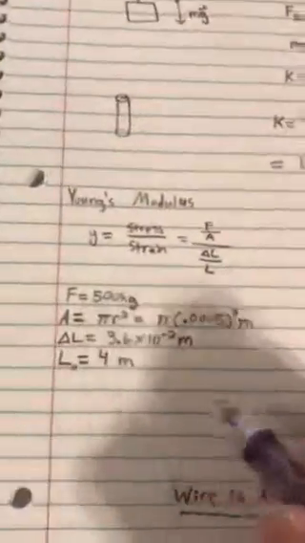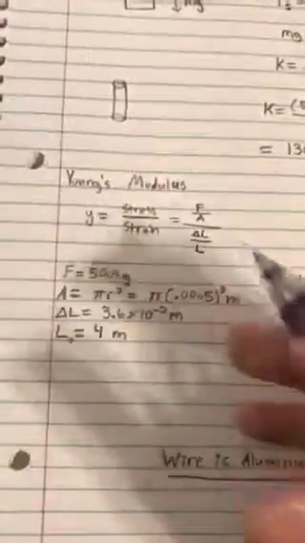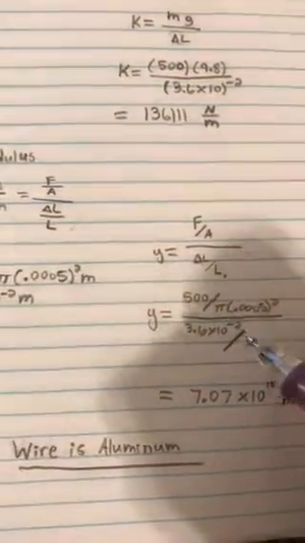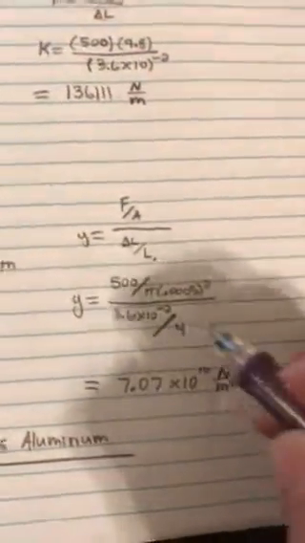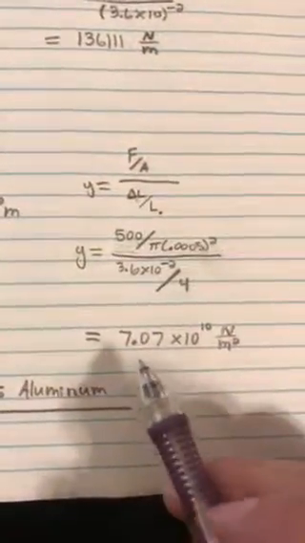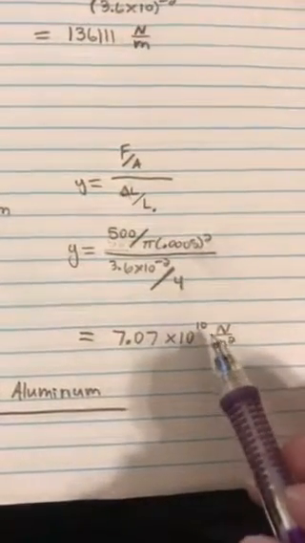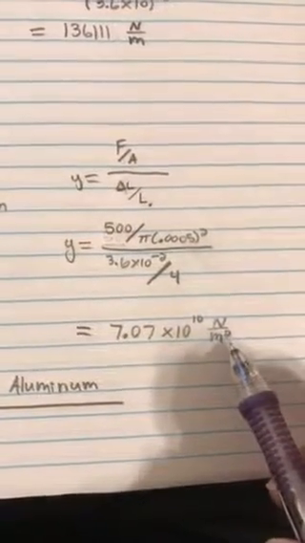L naught is 4 meters. We got that. Basically we take everything we already have and plug it all into the formula, taking care of our units, and this is what you'll end up getting: 7.07 times 10 to the 10th newtons over meters squared.